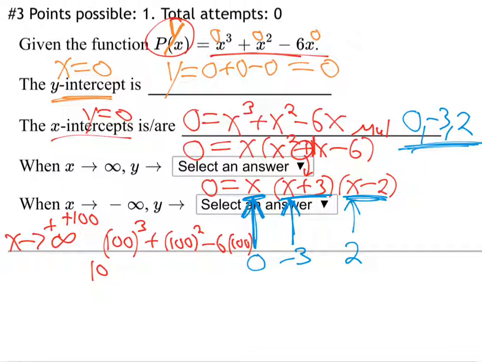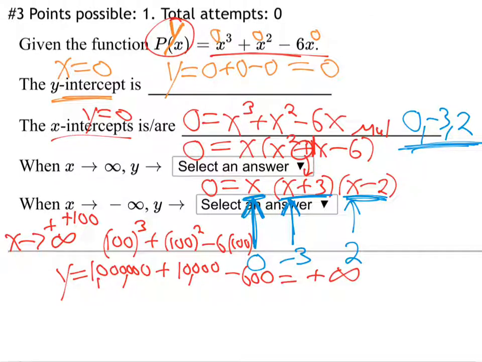If you use your calculator, this one will be 1,000,000. Plus this will be 10,000, I think, minus 600. So 1,000,000 plus 10,000. Who's dominating there? Clearly the million. See how it just takes over? The most powerful term is so much more powerful. So where's this going? Well, where is y going?